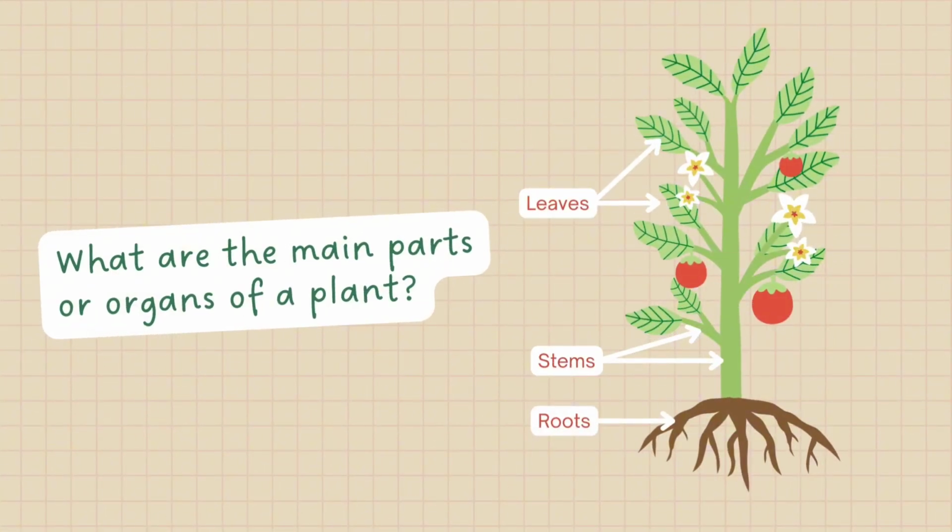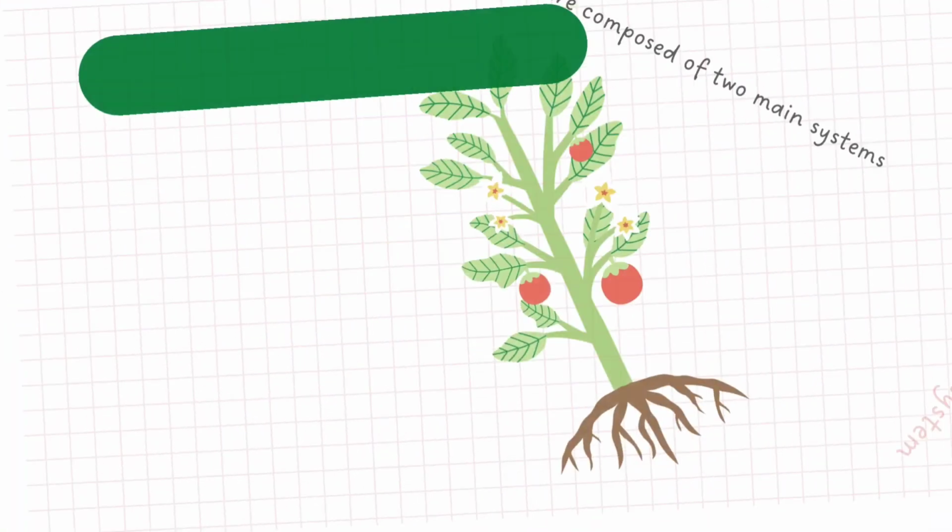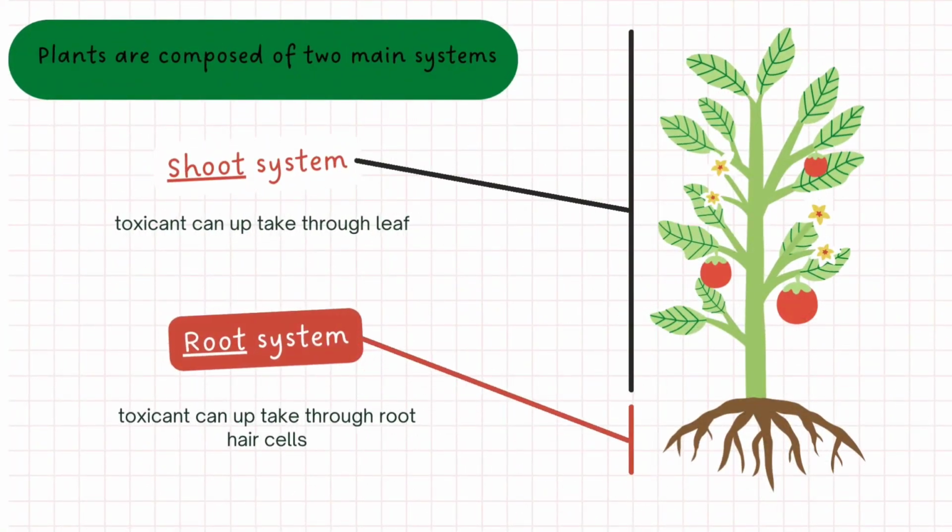For introduction, it's me, Evan Clark. What are the main organs of a plant? First is leaf, second is stem, and lastly is root. Next, plants are composed of two main systems. First is the shoot system, where toxicant can be taken up through the leaf. Second is the root system, where toxicant can be taken up through root cells.